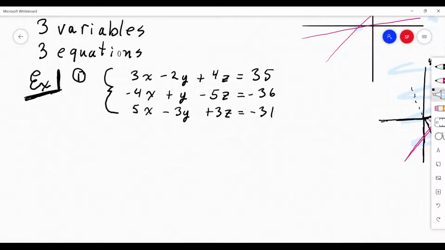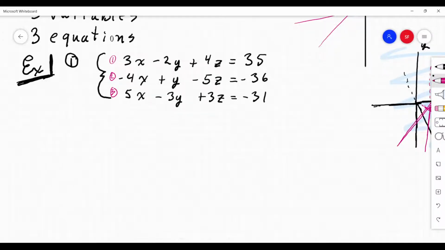So what we're going to do, I'm going to number these for the sake of discussion. So this is going to be equation number 1, this is going to be equation number 2, and this is going to be equation number 3. That way, when I say equation number 1, we're all talking about the same thing, right? So what we're going to start by doing is we're going to rewrite equations 1 and 2. So equation 1 is still 3x minus 2y plus 4z equals 35.